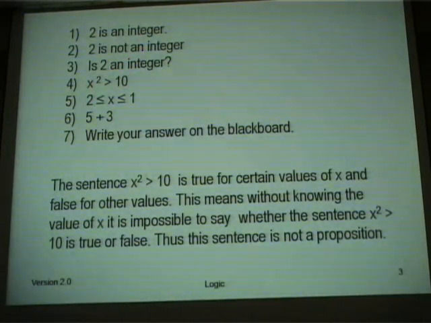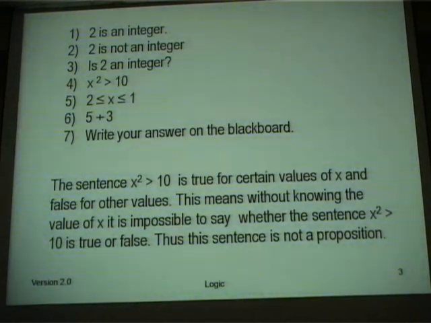How about this one? X squared is greater than or equal to 10. It is a completely correct sentence. But we cannot determine the truth value unless we know what X is. So any sentence which has a variable is not considered a proposition. Similar to this one. And 5 plus 3. 5 plus 3 is not a complete sentence. It's just an expression. So we can't determine the truth value. We can't say true or false.